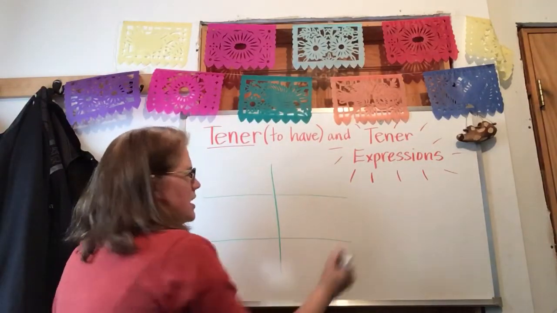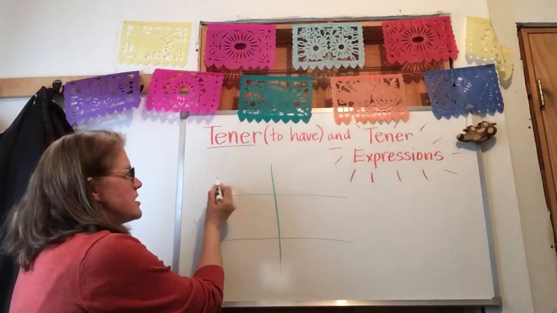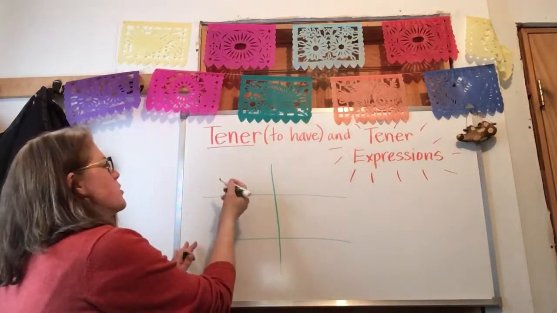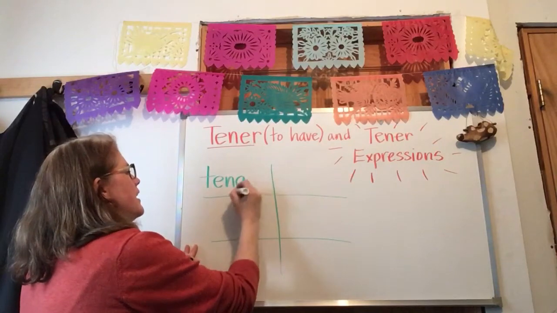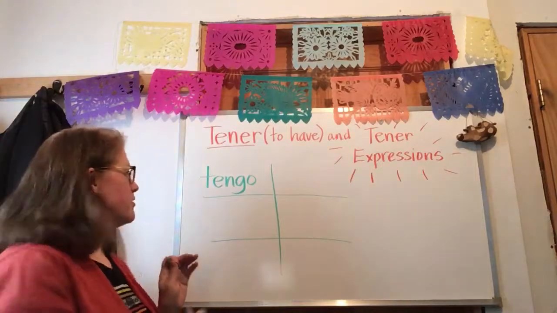And remember what the box represents. So, which box is this? Who's the subject here? Yo, that is correct. So the yo form is, you ready? Tengo. A little different than normal.